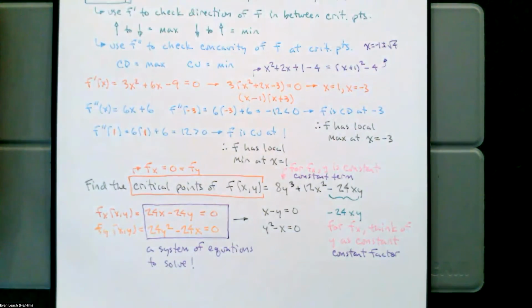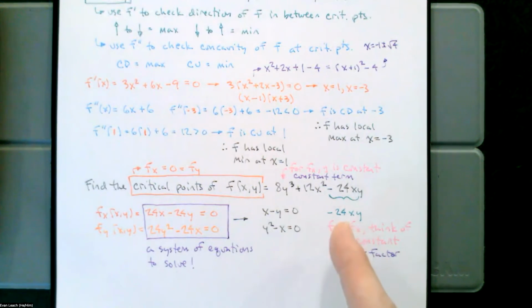So perfect timing on the question. And that was the reason that we chose this one. So we have that term factor. And then the same thing happens for fy. For fy, x is constant. So this 12x squared, there's no y in that term. This is a constant term with respect to y.